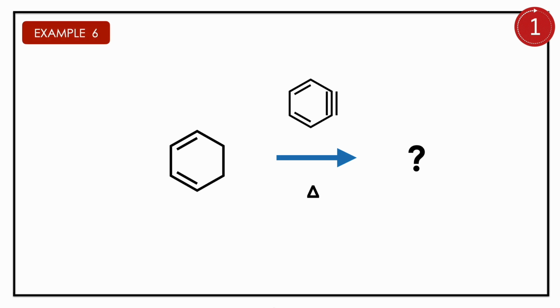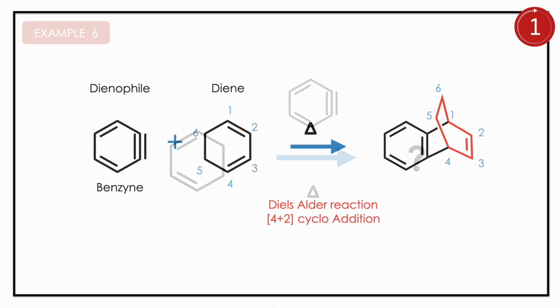Then the next example, you have cyclohexadiene, you are reacting with benzene and heating it up. You should find what will be the final product. The reaction is straightforward. You have a diene and dienophile situation. Benzene can act as a dienophile because it is already an electrophile. So 4 plus 2 cyclohexane is possible, which is called Diels-Alder reaction. So the final fused product happens.